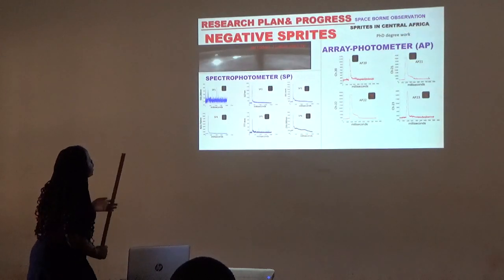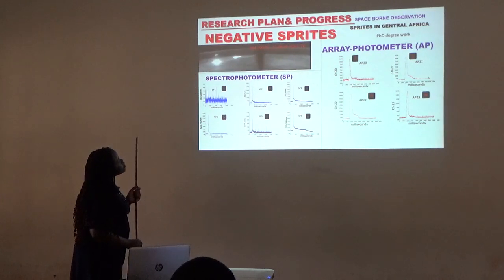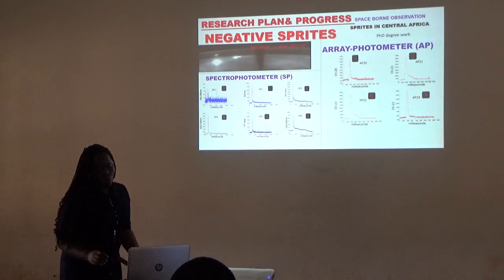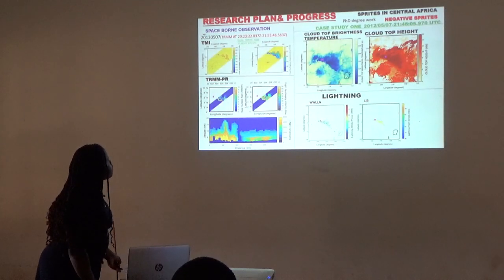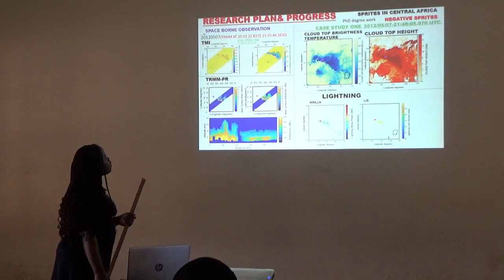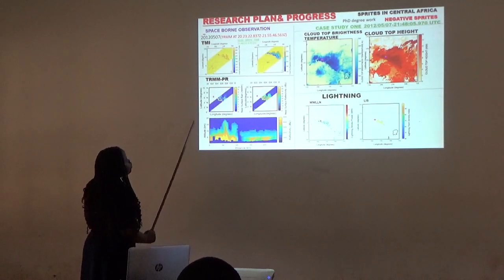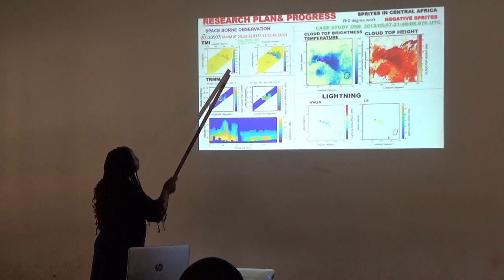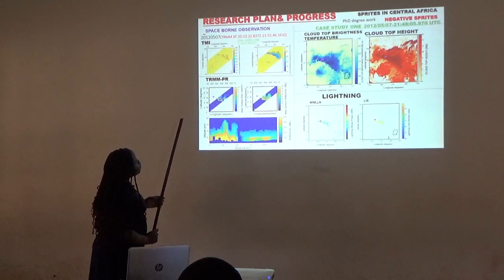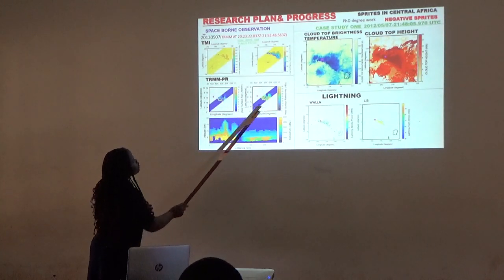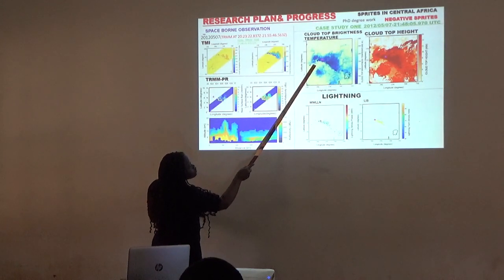And this is how they look like. These are the negative sprites, how they look like in the ISS instruments. And this is the storm condition of the negative sprites. They occur in very convective storms with very low brightness temperature, according to this one here. And then very high cloud top heights, as you can see here. High cloud top heights here and very low brightness temperature.